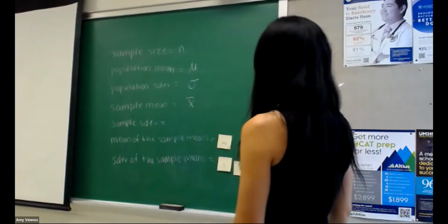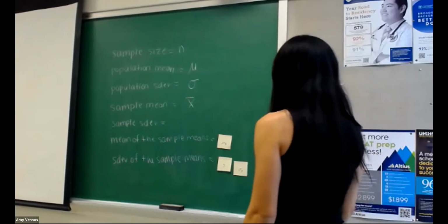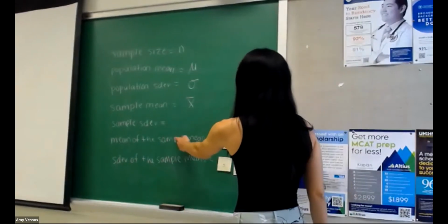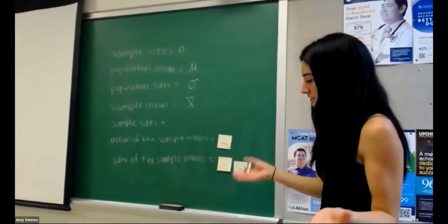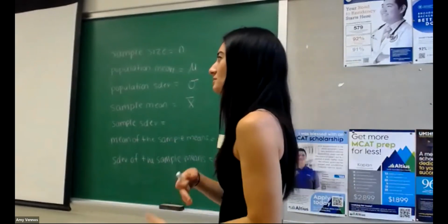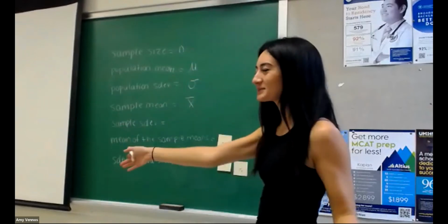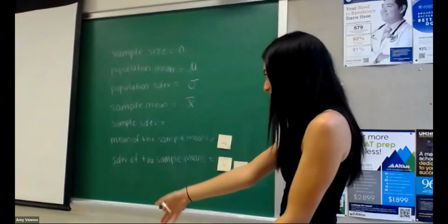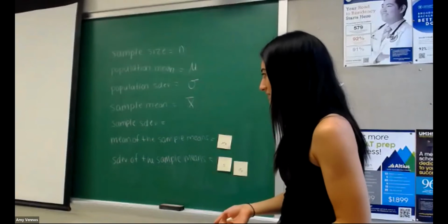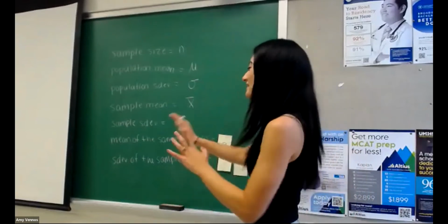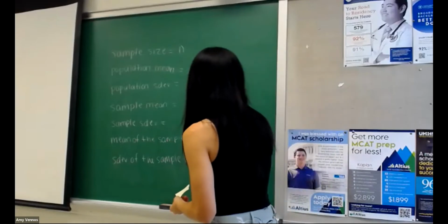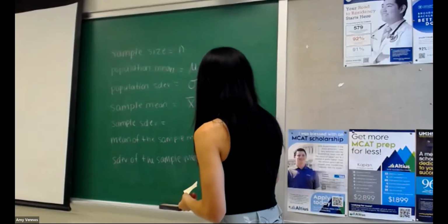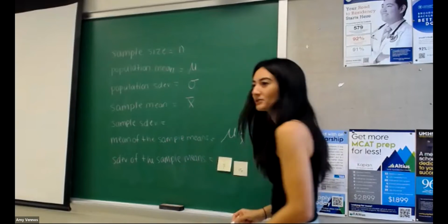Sample standard deviation, let's skip that one since there's nothing on it. Next, we have the mean of the sample means, which was a little weird. But basically, with our example last class, we took all the possible samples in a population, found all their means, and then found the mean of those, and that was the mean of the sample means. Now, the symbol I have written down here is mu with an X bar.